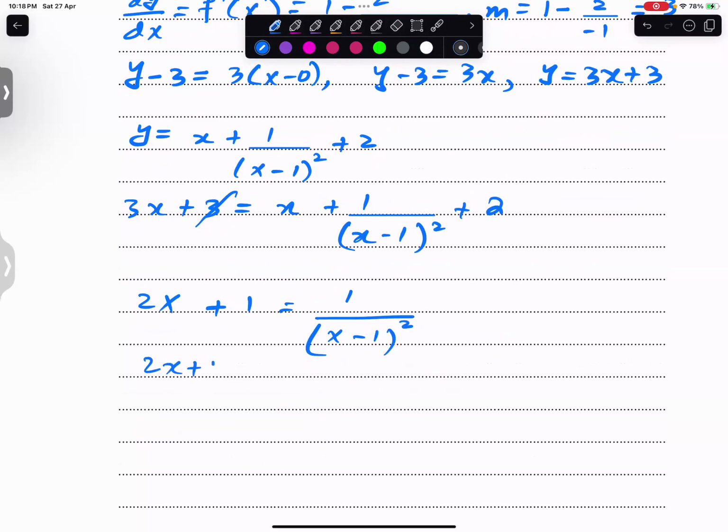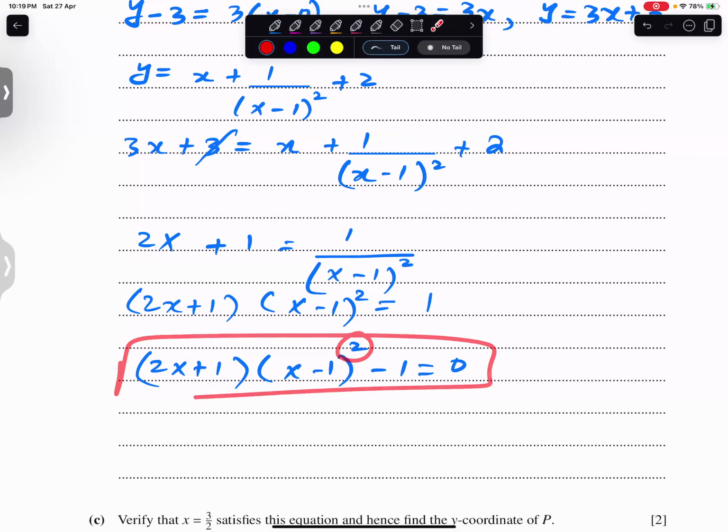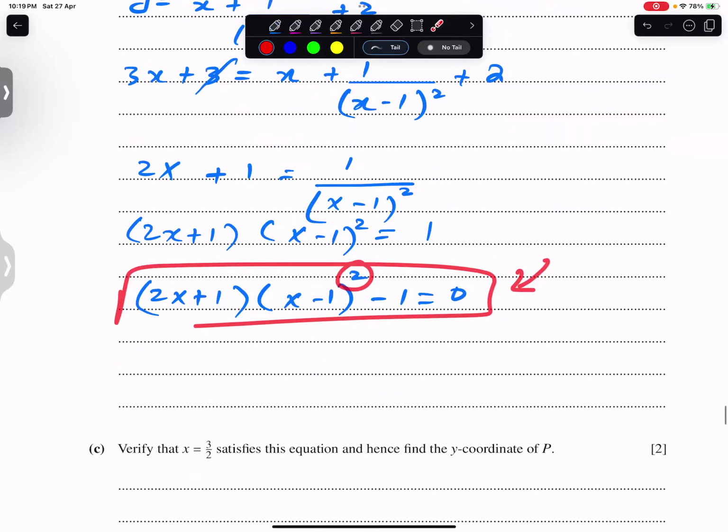So (2x+1)(x-1) whole square is equal to 1. Just bring 1 on the other side. He asked this far because this is the A2 syllabus. We cannot solve a cubic equation in AS, okay? That is why they are just asking for the expression.